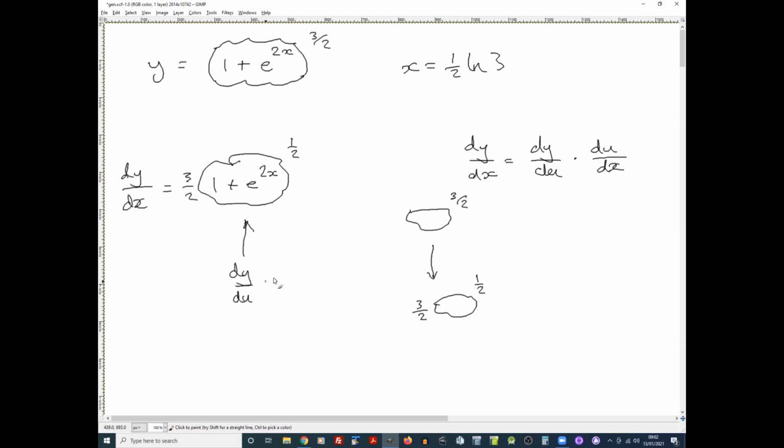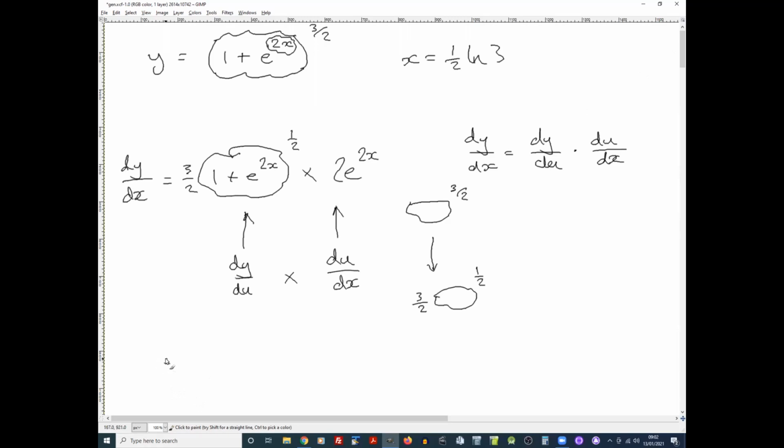Okay. So now we want to multiply by the derivative of the inner function. 2e to the 2x. That's right. You've got another little chain rule happening there as well, haven't you? But you've dealt with that by multiplying e to the thing by the derivative of the inner function too. So that's it, basically.